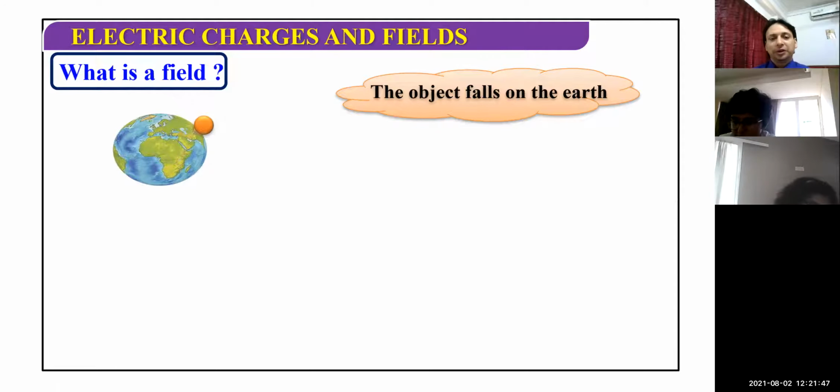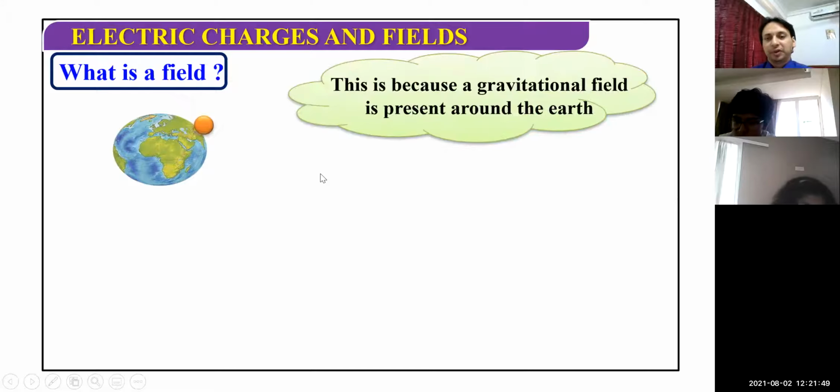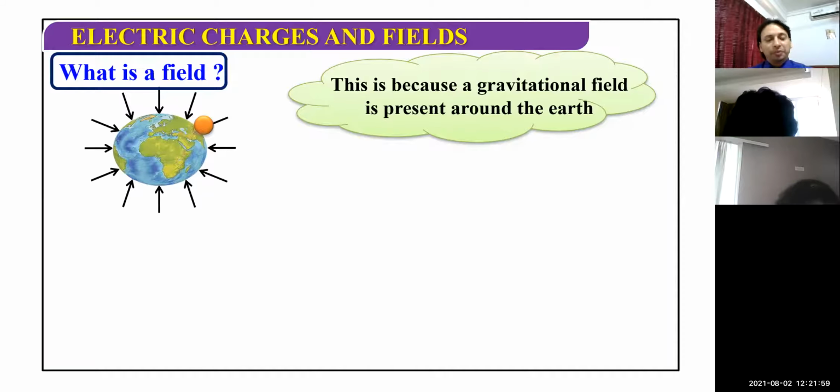So why does this object return back to the surface of Earth? The reason is that due to the force of gravity, that gravitational field is there. This concept we are already aware of from grade 9. So as we are talking about the field, especially the electric field, now as we have the planet Earth, around the Earth there is a certain field that is called the gravitational field. Due to the presence of that field, Earth is able to attract every object towards its center. Let me move to the next point.